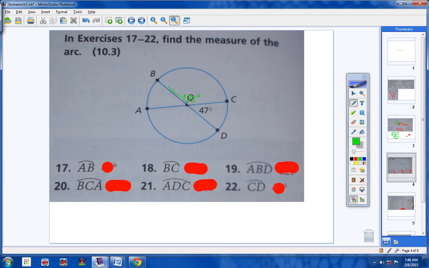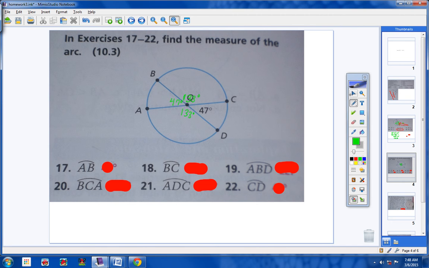Now, we know when two lines intersect, their vertical angles are congruent, this angle and this angle. So if this angle is 47, then this angle over here is also 47 degrees, okay? And these two angles here are vertical angles, so they're congruent. So if this is 133 degrees, then this is 133 degrees. Okay, now let's go ahead and do the problems.